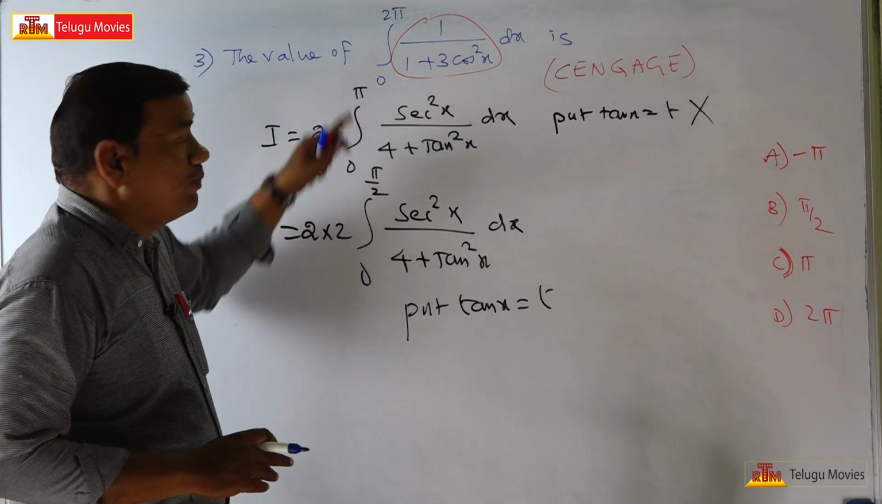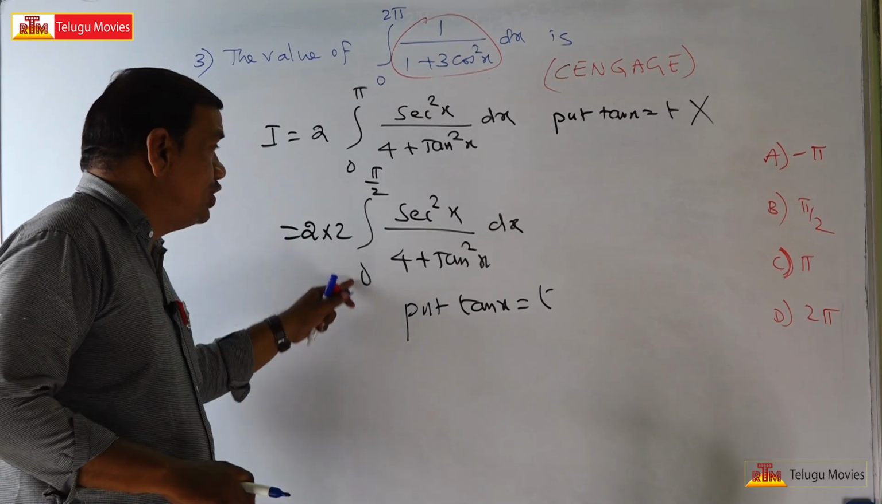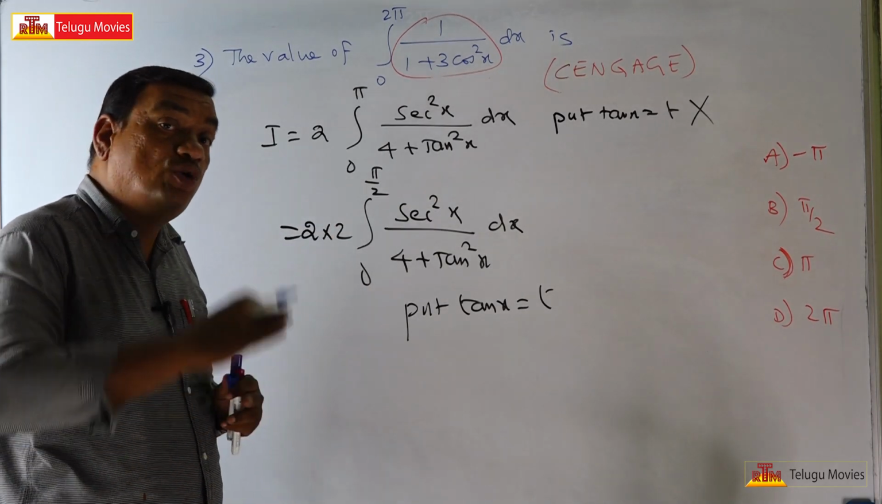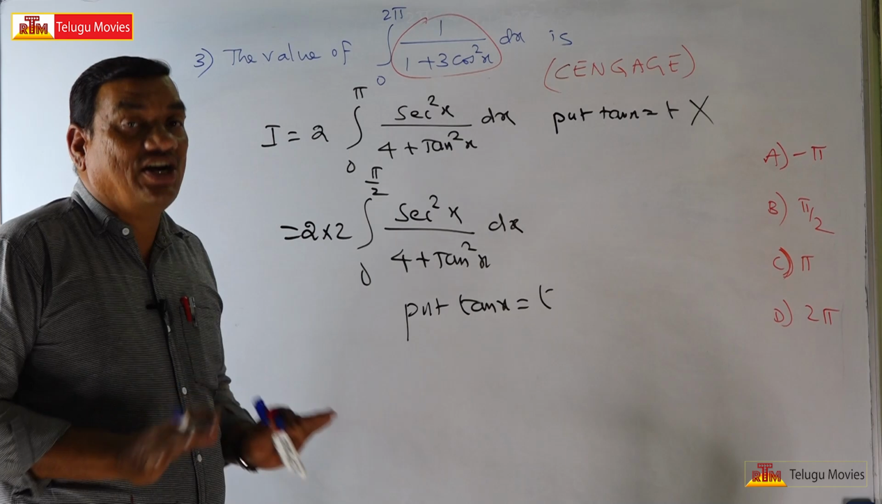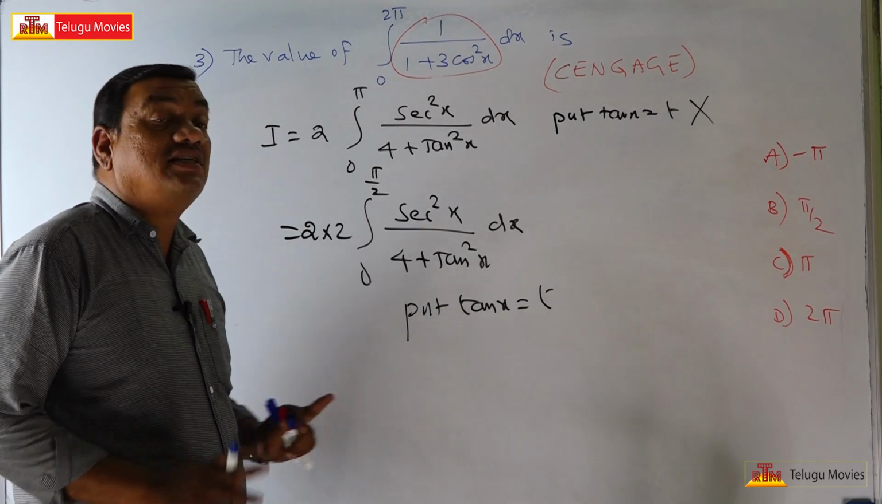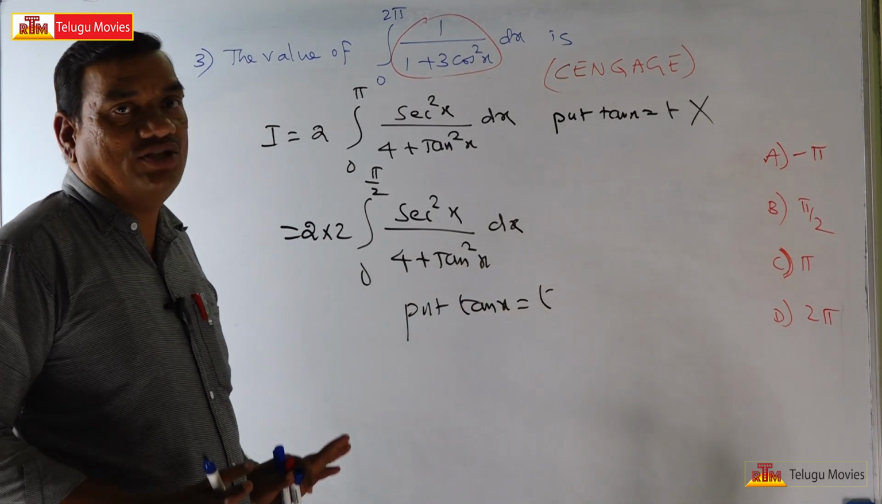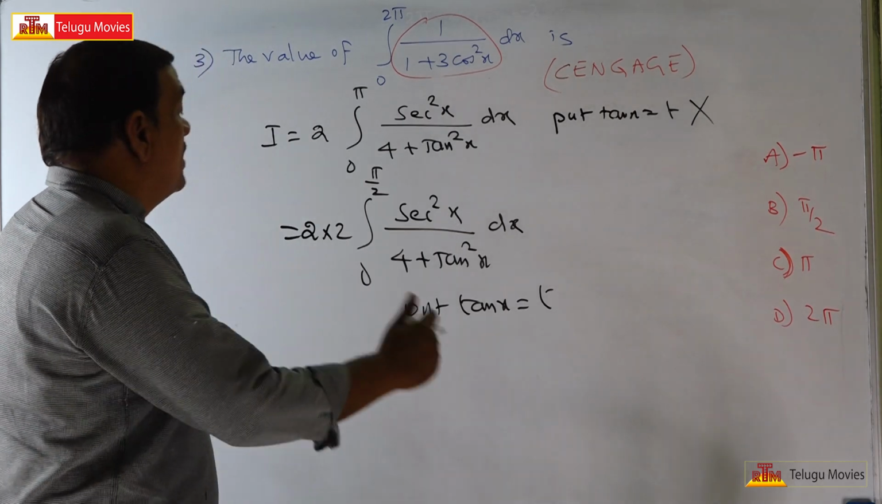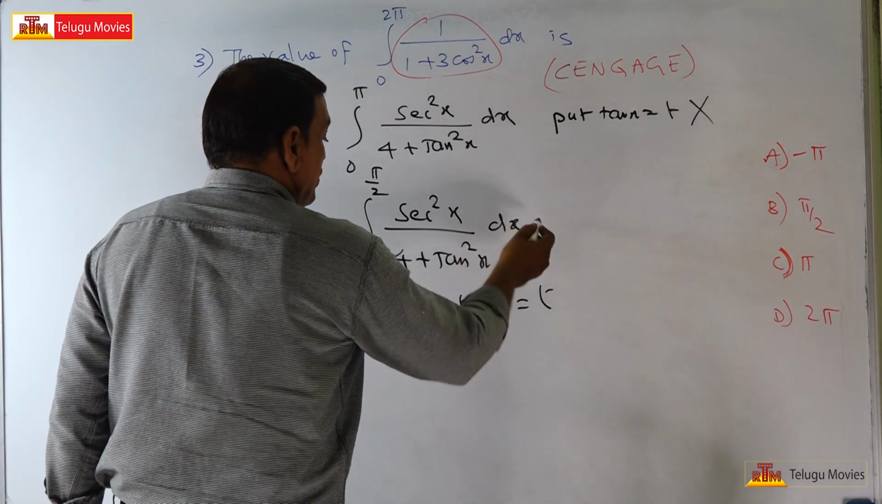But in 0 to pi, at pi by 2 it is a break. But in 0 to pi by 2, tan x is continuous. That's why, at this stage, you can substitute tan x equals t. Understand this problem? Right. Now you substitute here, and afterwards everything you know.